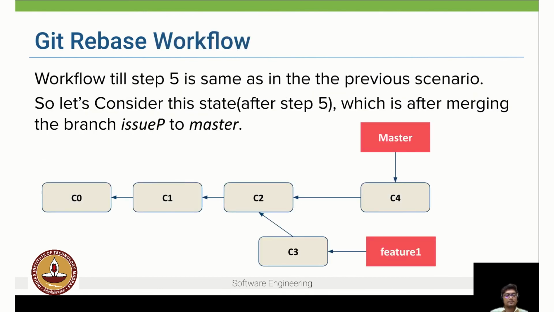Now let's understand this with the workflow for the scenario that we just saw, where you want to use the fun1 function in feature 1 to test the changes. Till step 5, everything is the same. So let's consider the state after step 5. This was the state. Your feature 1 was on C3, master was one commit ahead at C4.